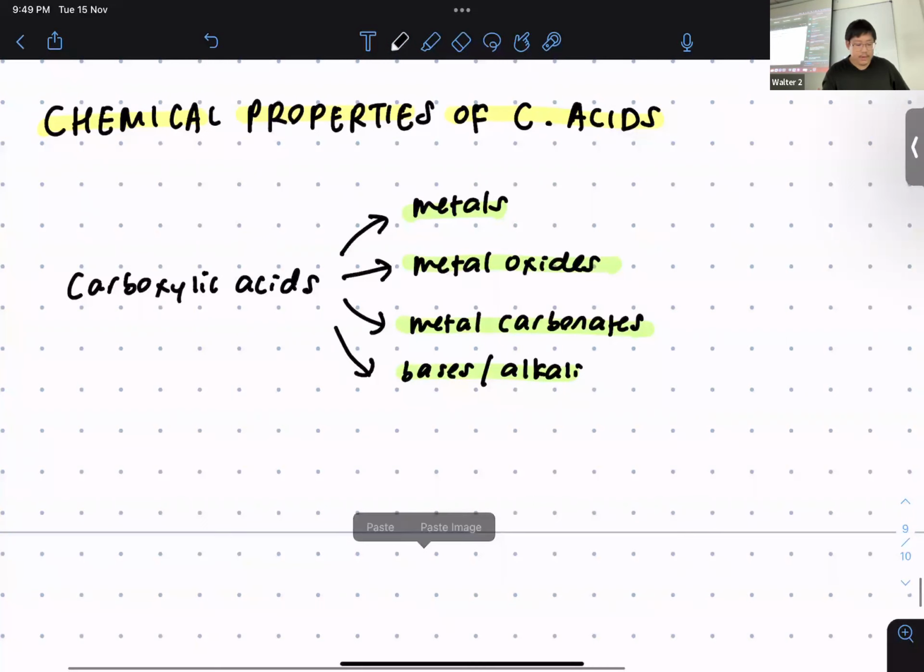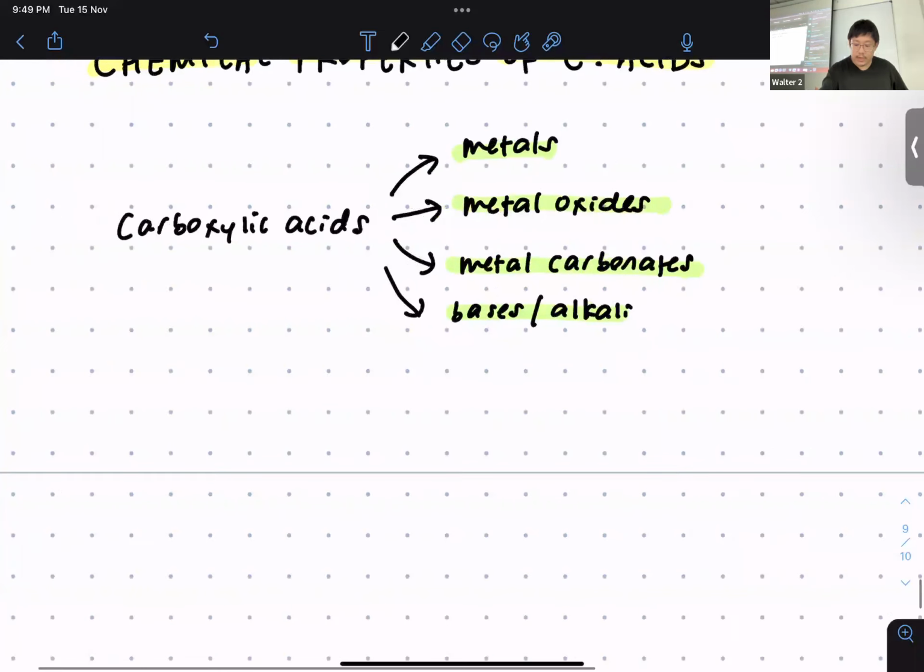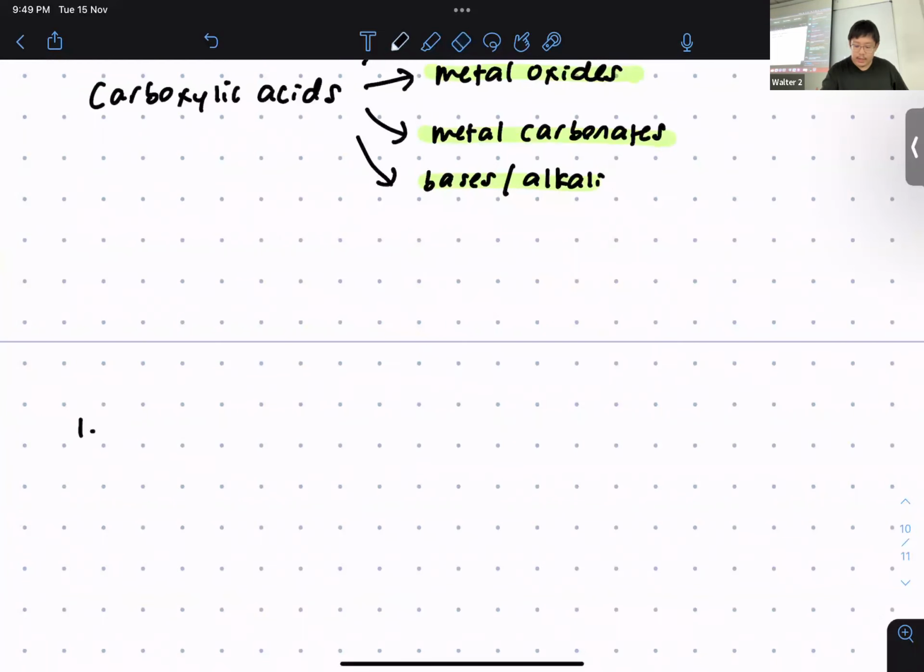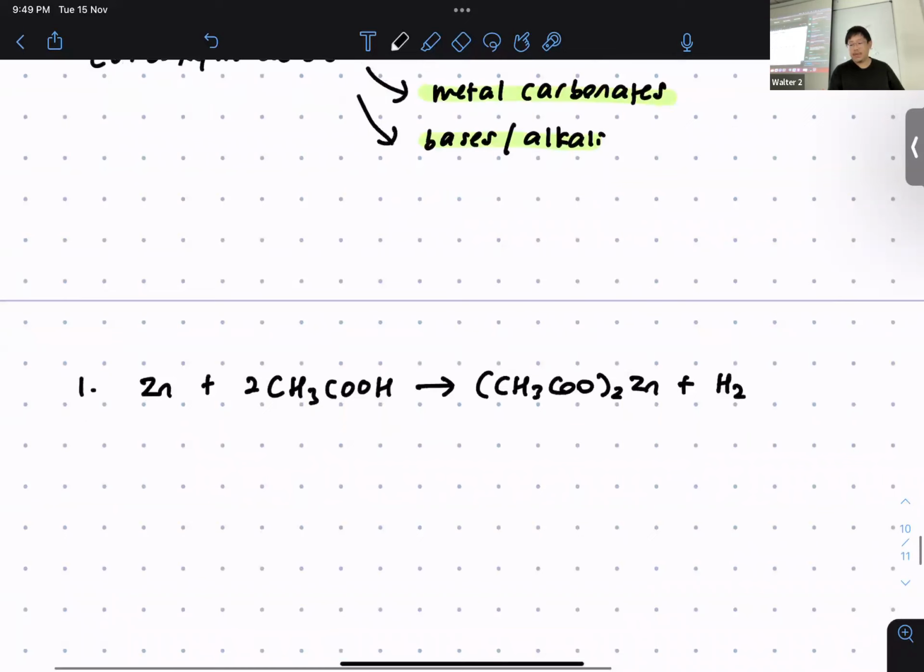So for the first one, very easy, very simple. The first example will be zinc. Zinc can react with ethanoic acid to form zinc ethanoate plus hydrogen gas. The salt you see here is zinc ethanoate.